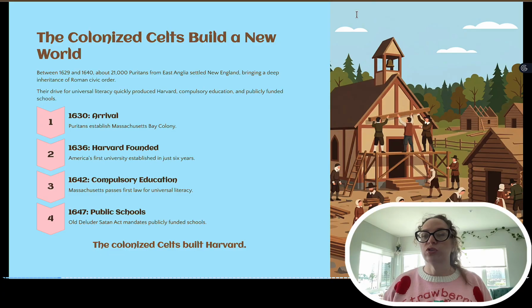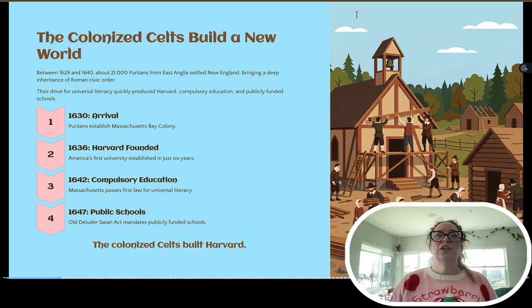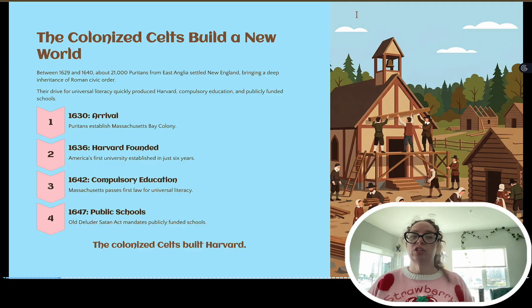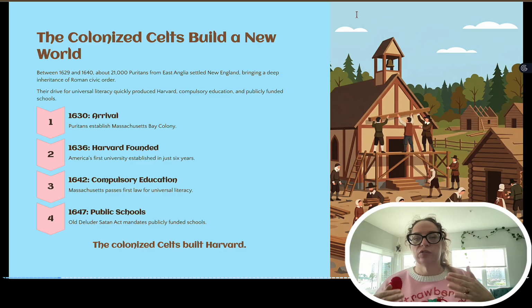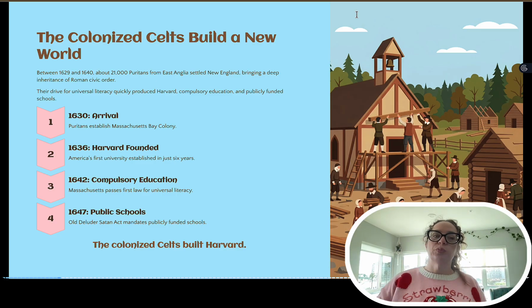It required universal literacy. Everybody needs to be able to read and read well. Every soul must be able to read the Bible personally, not hear it read by a priest, read it yourself. And that, which was a Roman idea too, we all need to read. You need to be able to read things for yourself. So that theological conviction had enormous practical consequences.